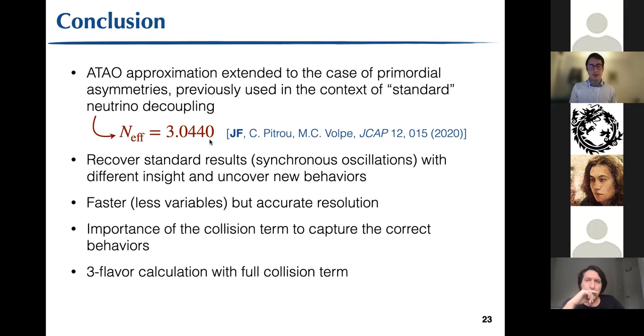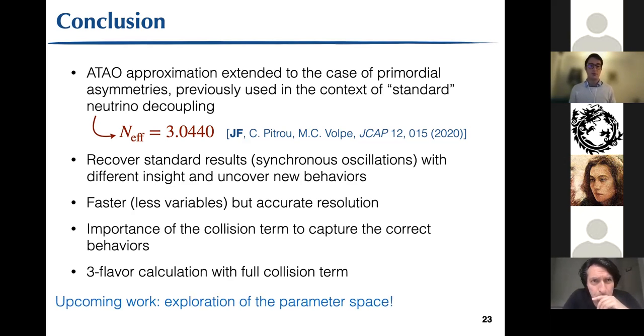I just want to highlight that using this, since we project the vector onto the Hamiltonian, we have to use less variables in our code. So it's a faster code, but still very accurate resolution. The full quantum kinetic equation results are indistinguishable from these approximate ones. The collision term, using its full form, is actually really important to capture the correct behavior. And I presented in the end very quickly the first hints of the full three-flavor calculation. And now we will have to explore the parameter space. Thank you.